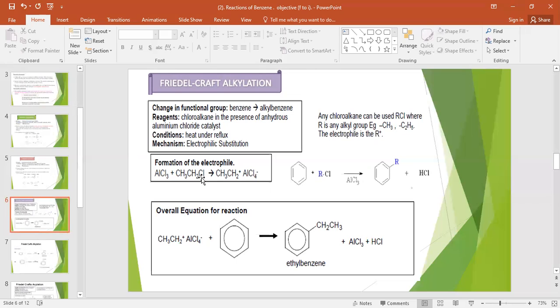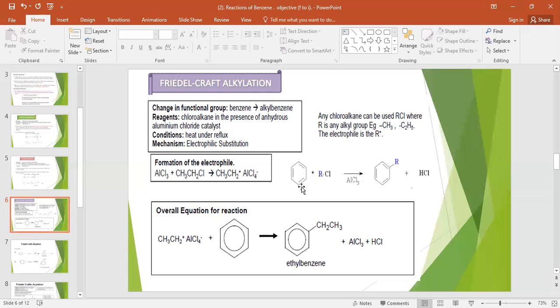Maybe if you use CH3Cl, that is only CH3 positive, as they mentioned here. If you use CH3Cl, then CH3 positive is the electrophile. If you use C2H5 like this, CH3CH2 positive, this is the electrophile for alkylation. Look at the general example, then we will see.